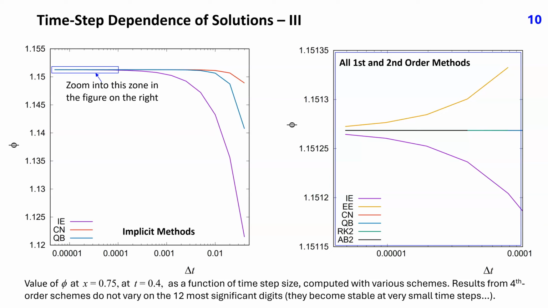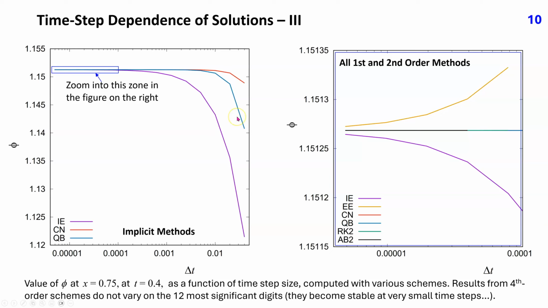These plots show how the value of phi at x equals 0.75 and t equals 0.4 seconds varies as a function of time step size when computed with different time steps and integration methods. The figure on the left shows the convergence with time step refinement for the 3 implicit methods that are stable also for very large time steps.